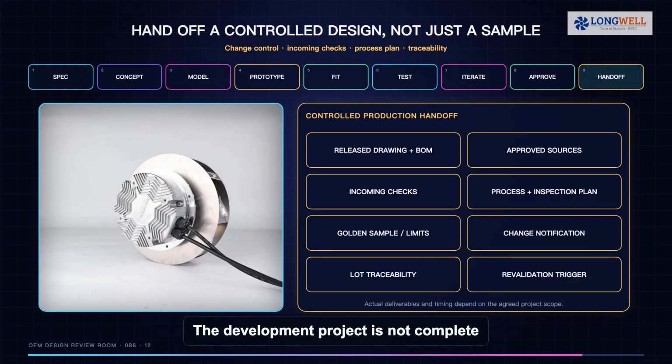The development project is not complete when one sample works. Production needs release drawings and BOM, approved sources, incoming checks, process and inspection plans, a reference sample or agreed limits, change notification, lot traceability, and triggers for revalidation. That is how a custom sample becomes a repeatable supply item. Actual timing depends on confirmed scope, tooling, test plan, and approval cycle.